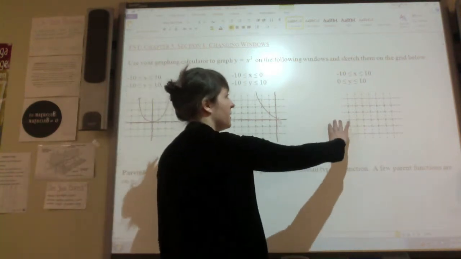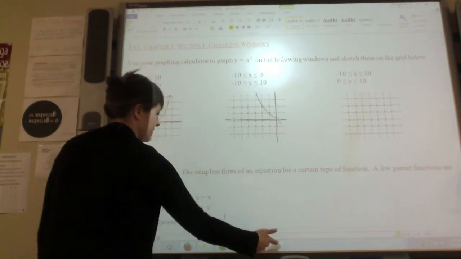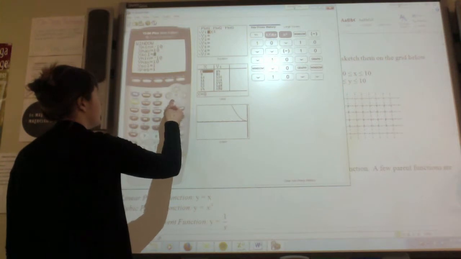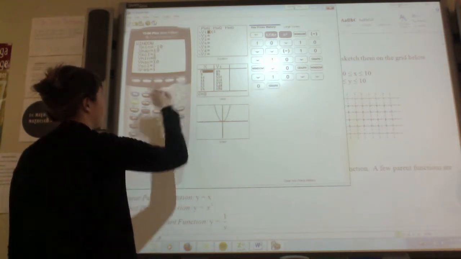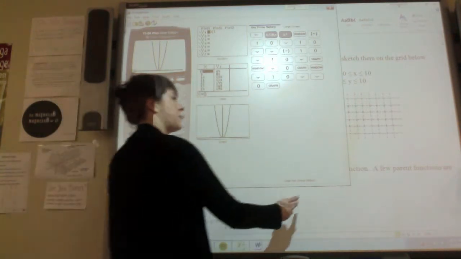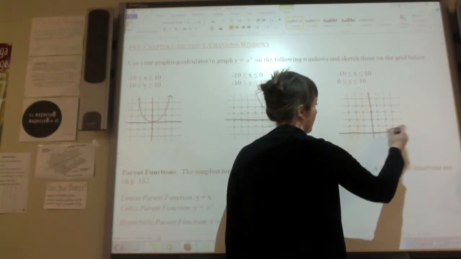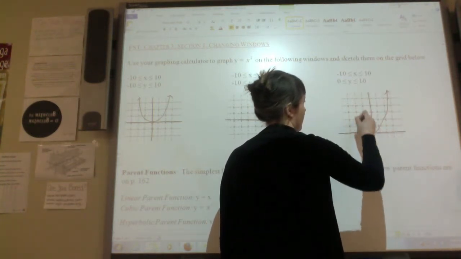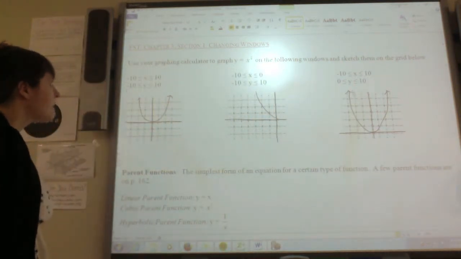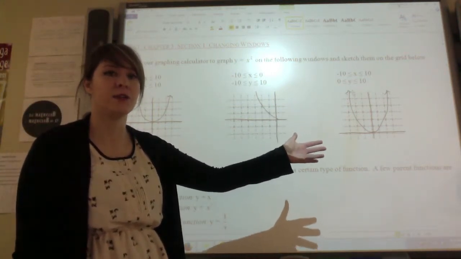And then my last one here, I want to go from -10 to 10 for my x values and 0 to 10 for my y values. So when I graph that, it looks something like this. Okay, so now I'm going to go back to my notes and sketch that out. Okay, so now that we have all these three graphs, this is the same function sketched on different windows.